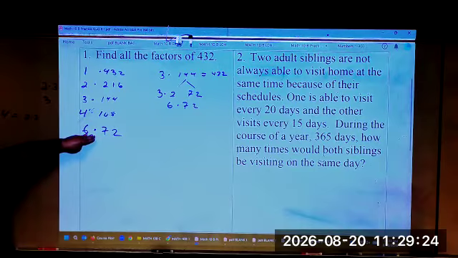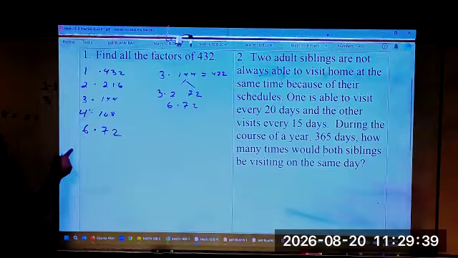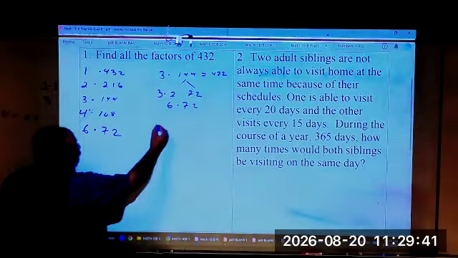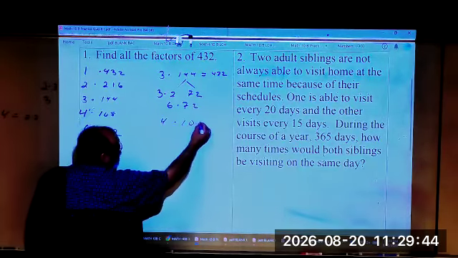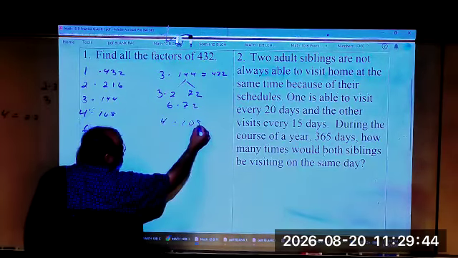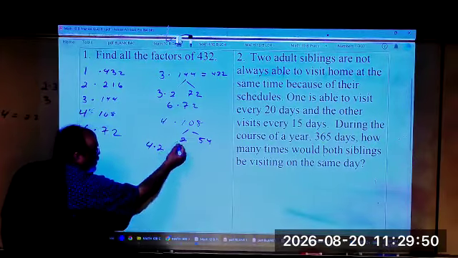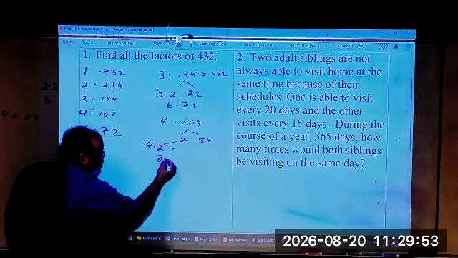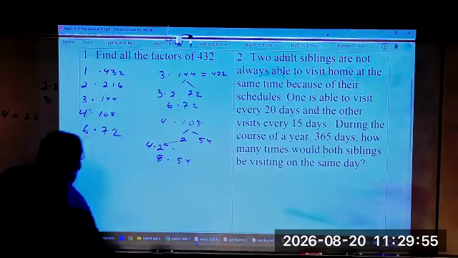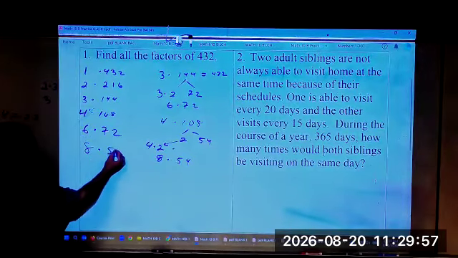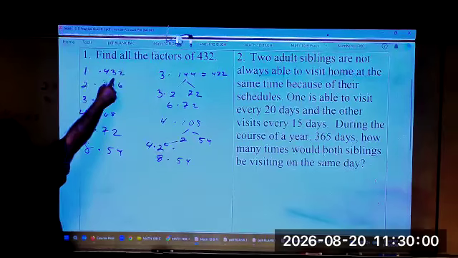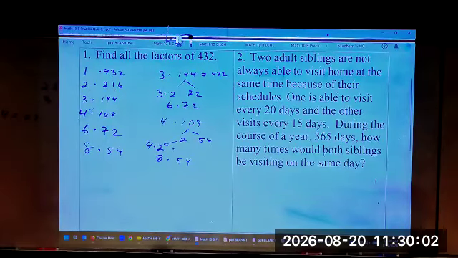So 7 doesn't work. 8 goes into 72, so 8 works. So where am I going to get 8 from? 4 times 2. So I have 4 times 108. To make an 8, I would go 4 times 2, so that's 2 times 54. That's where that 2 is coming from. So 8 times 54. Or just go 432 divided by 8.